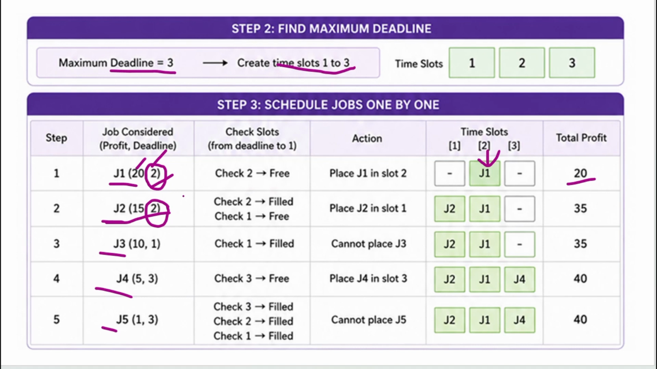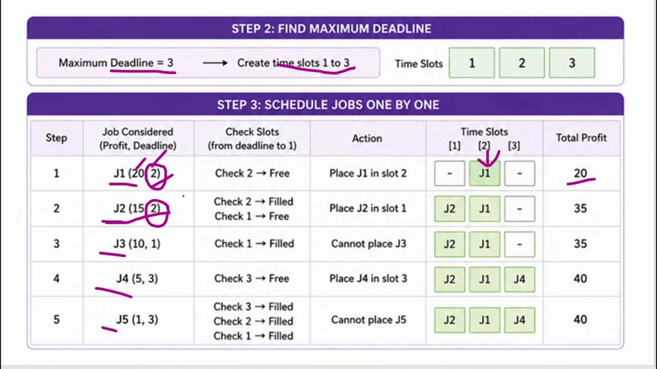So the particular job 2 deadline is 2, so we can schedule this job in time slot 2, otherwise time slot 1, right? So we cannot exceed this time deadline. We can complete the job within the deadline 2, otherwise we complete early. It is possible, right? But we cannot exceed the deadline.